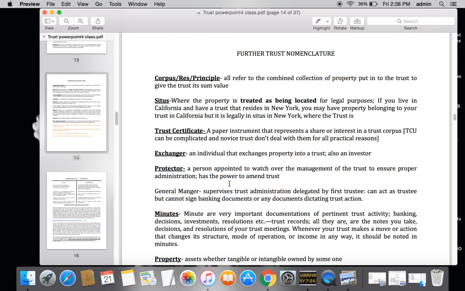The protector has a lot of power. In some fields, the protector is called a super trustee, because the protector can be given the power to amend the trust, to move the trust, to do a lot of the things basically the grantor could do if the grantor were still in charge of the trust. All right.